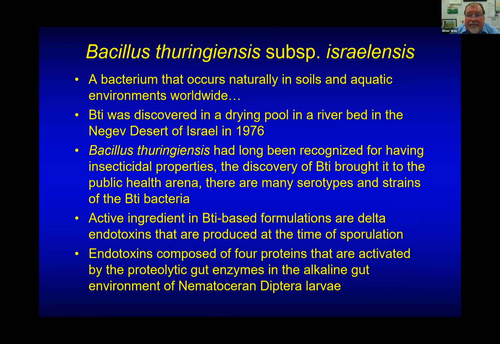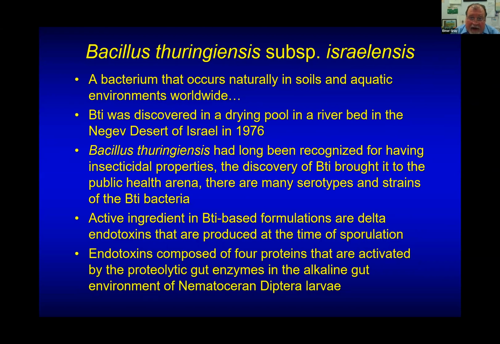Bacillus thuringiensis israeliensis is a bacterium that occurs naturally in soils and aquatic environments worldwide. BTI was discovered in a drying pool in a riverbed in the Negev Desert of Israel in 1976, and was quickly produced for commercial products. Thuringiensis had long been recognized for having insecticidal properties. There are other BT products for lepidopteran and forestry products, but the discovery of BTI brought it into the public health arena.